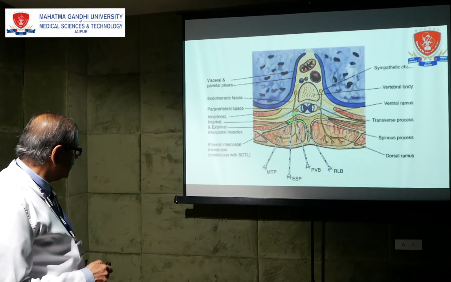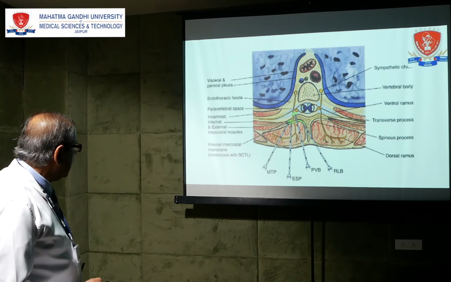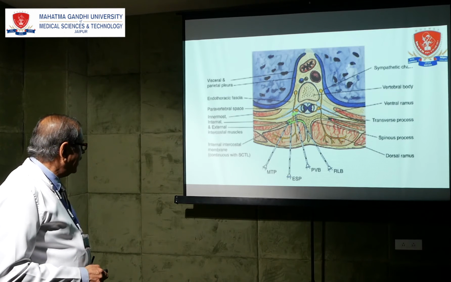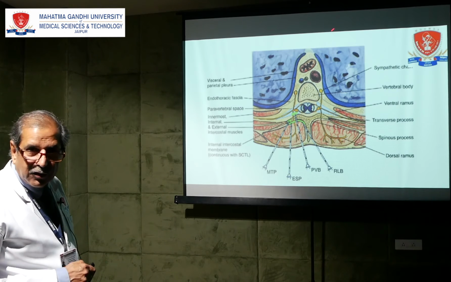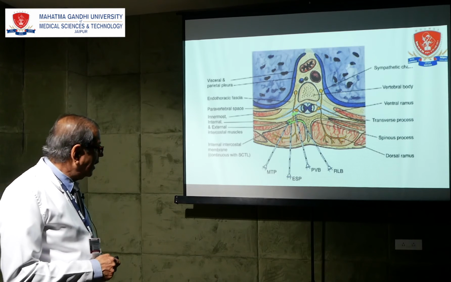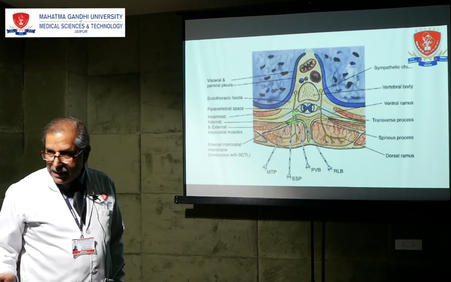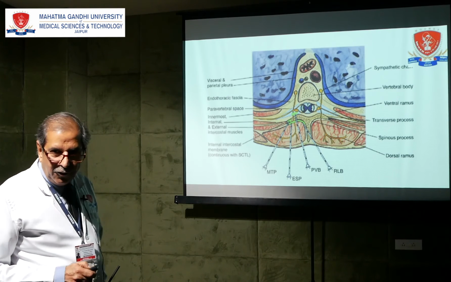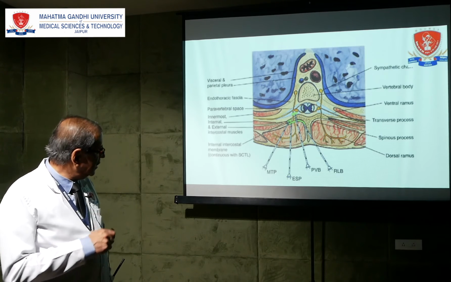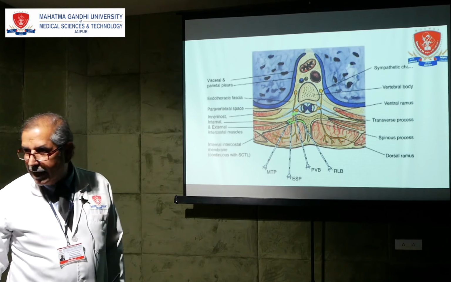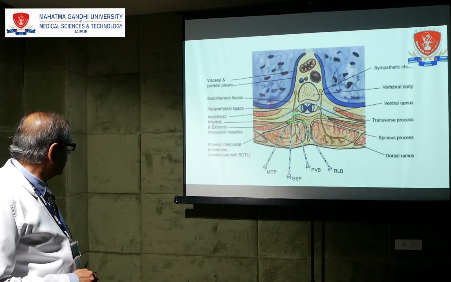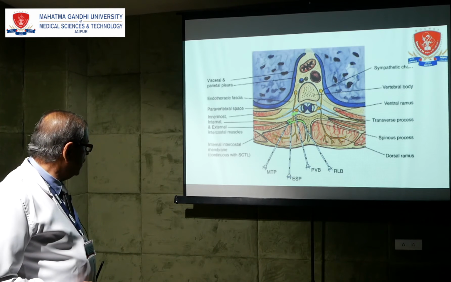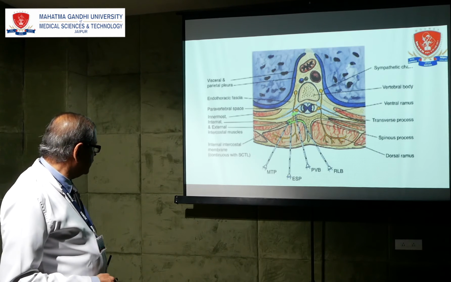Now, this is the transverse section at a thoracic level. Look at this diagram carefully and tell me what is the level of this diagram. Can anyone tell me? Look at this area very carefully, and look at the muscles which you are getting.